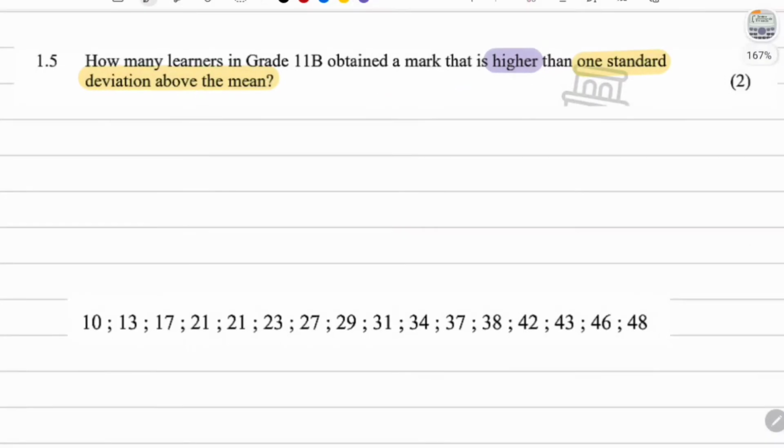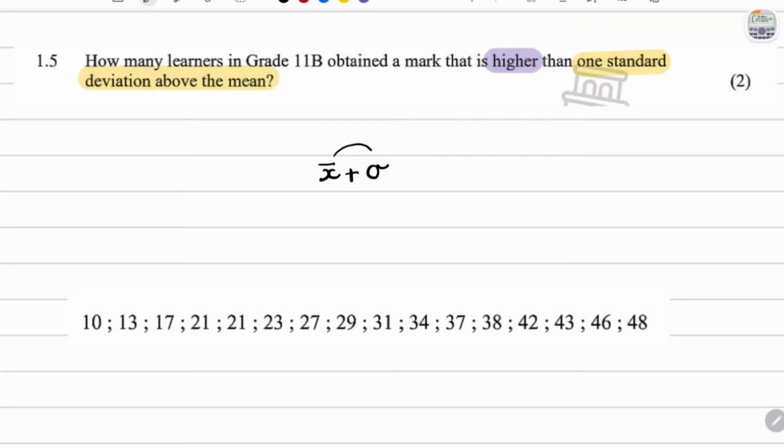It means that you have your mean and you're going to go a standard deviation higher than the mean. Since you're going one standard deviation higher than the mean, you're really taking the mean and adding a standard deviation to it. If you wanted to go a standard deviation lower than the mean, you take the mean and you minus a standard deviation, because you want to go from the mean and go a standard deviation below the mean. So that will be mean minus standard deviation. But since they said one standard deviation above the mean, we're going to take the mean plus the standard deviation.